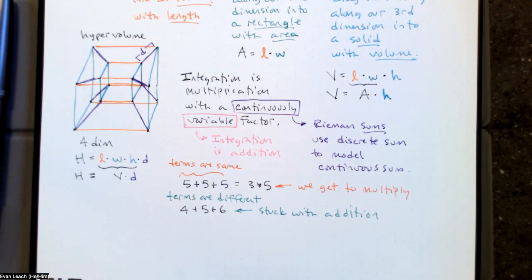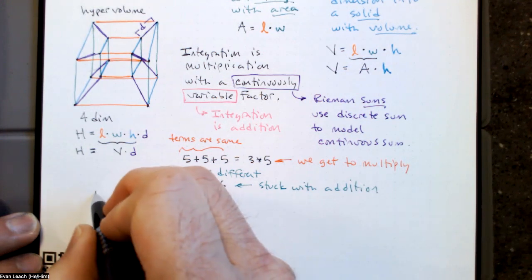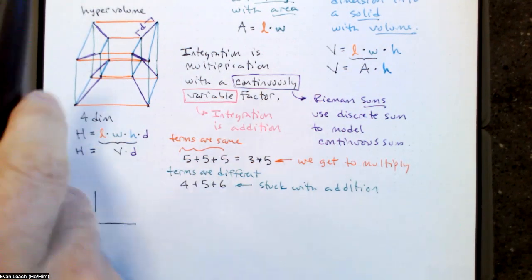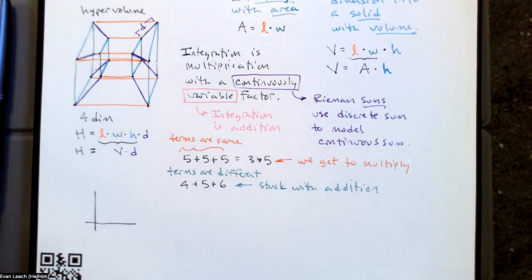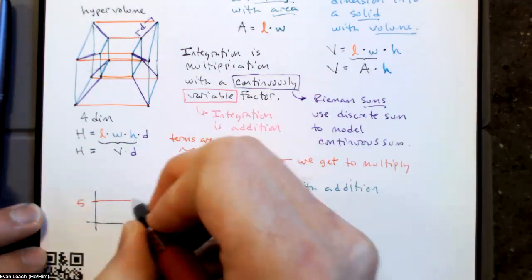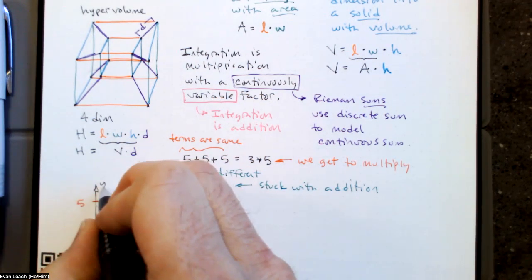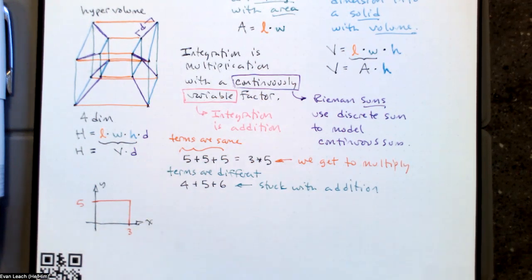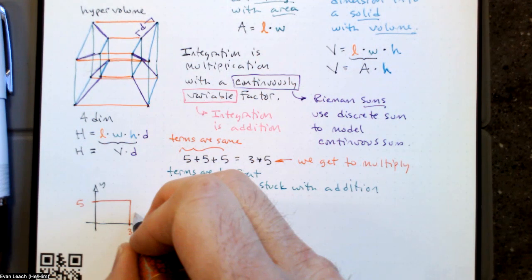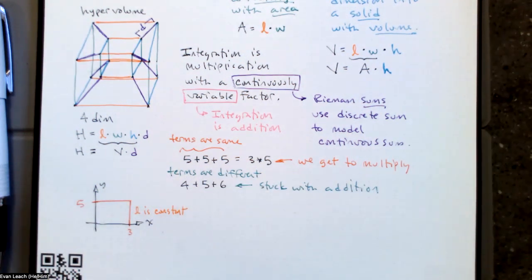If we visualize this in terms of area, if I've got a height of 5 and I use that for 3 units, I get to multiply because my length is constant throughout the width. So we get to multiply.